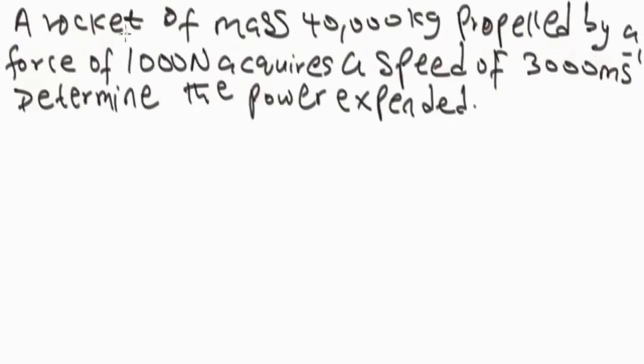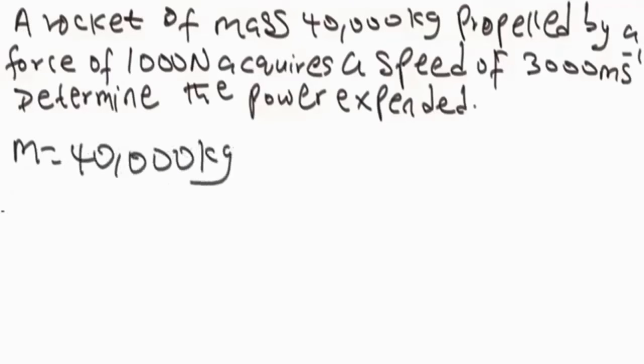So let's look at some examples and solve together. A rocket of mass 40,000 kg propelled by a force of 1,000 newtons acquires the speed of 3,000 meters per second. Determine the power expended, that's the power used. Let's bring out the parameters. We have our mass to be 40,000 kg.